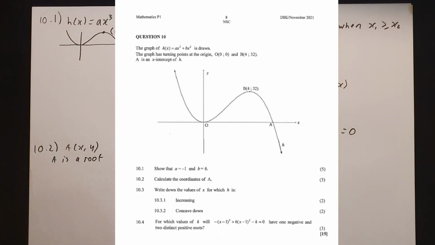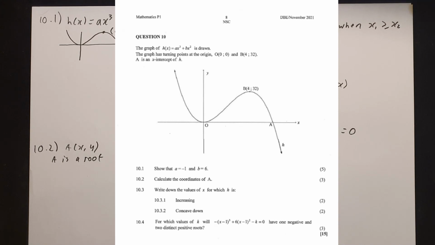Okay, let's have a look at question 10. So question 10 is dealing with your calculus section. We're dealing with the cubic function over there. They give us the function h of x equals ax cubed plus bx squared, and then the graph has a turning point at (0, 0) and at (4, 32).